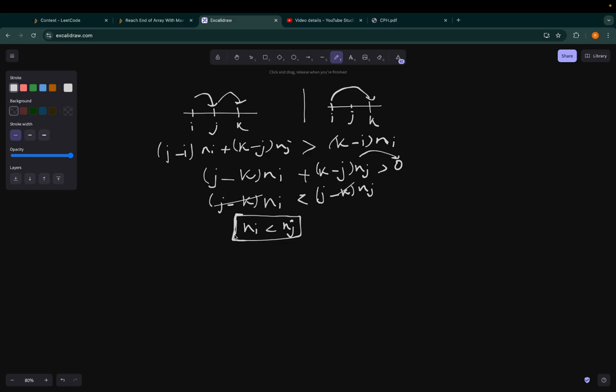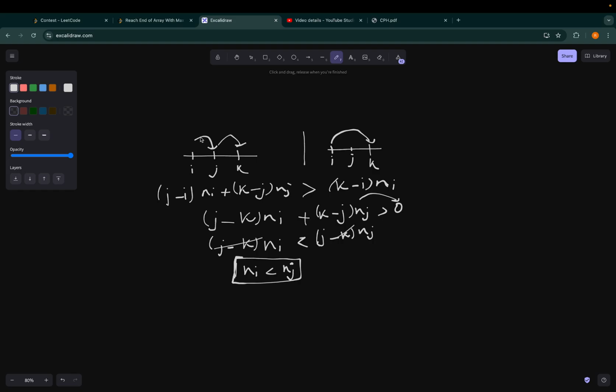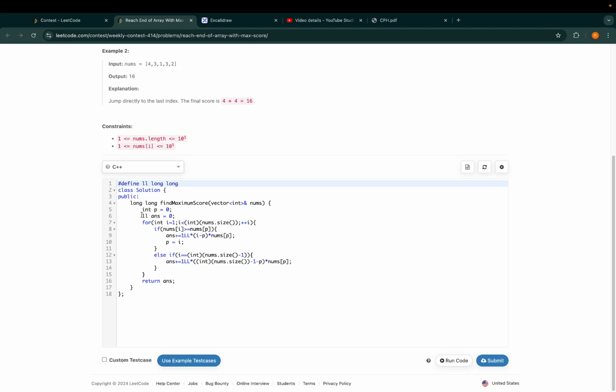So nums[i] should be less than nums[j]. That's what we get from here. It's only beneficial to do this jump when nums[i] is less than nums[j]; else it's beneficial to directly jump to k. So now we know this. Obviously, if you're starting from index 0, you want to go to a higher index, so you basically implement this. The implementation looks like this.